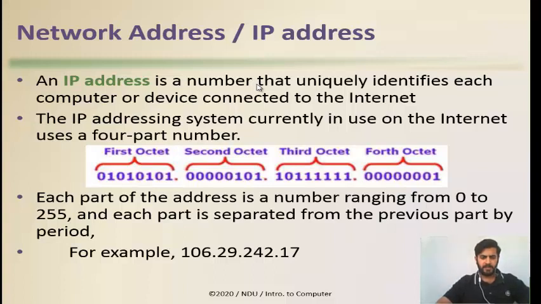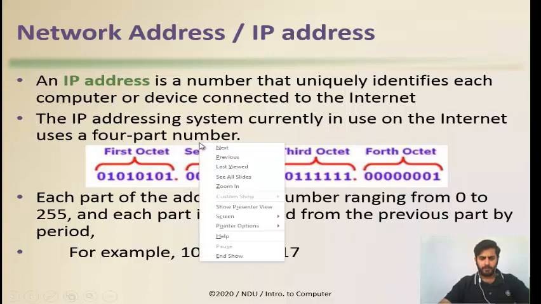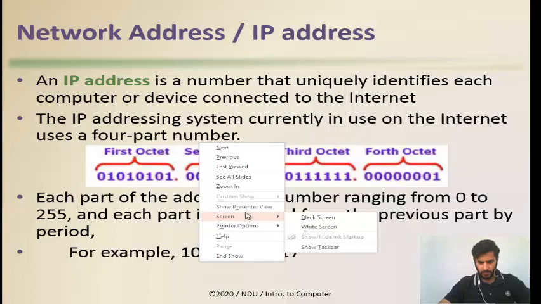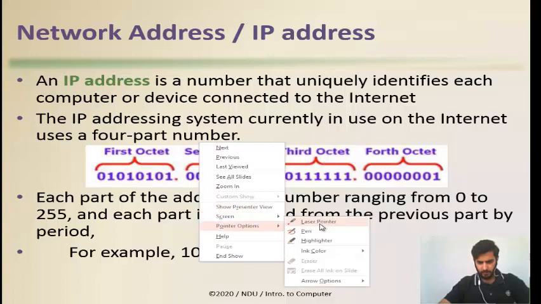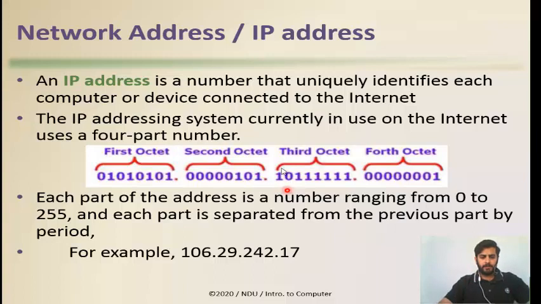In this lecture, we will discuss a little bit more regarding IP addresses. Basically, the IP address consists of four parts, and each part is separated with the help of a dot. Each part is combined with the help of 8 bits together, and if you combine the 8 bits together, that becomes 1 byte.